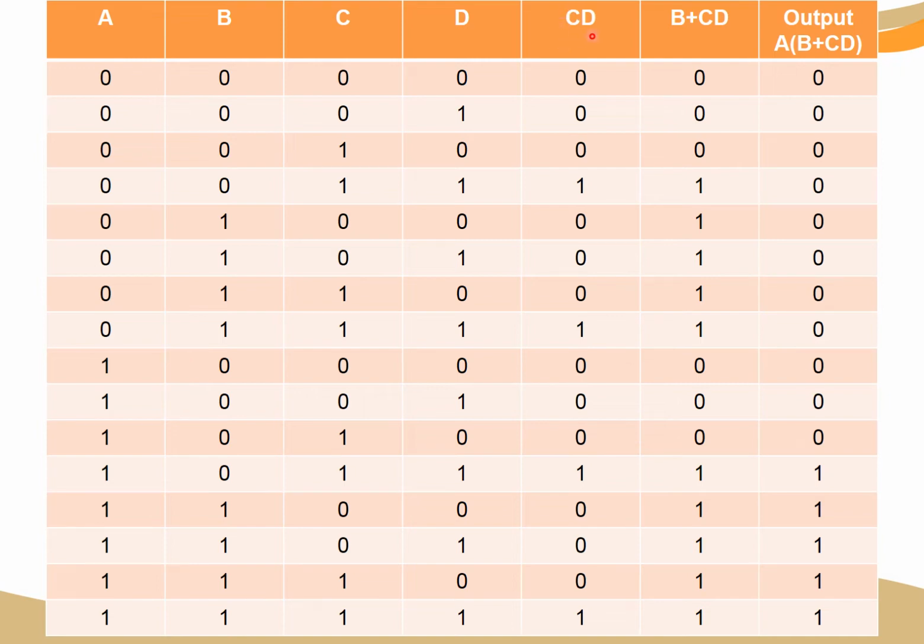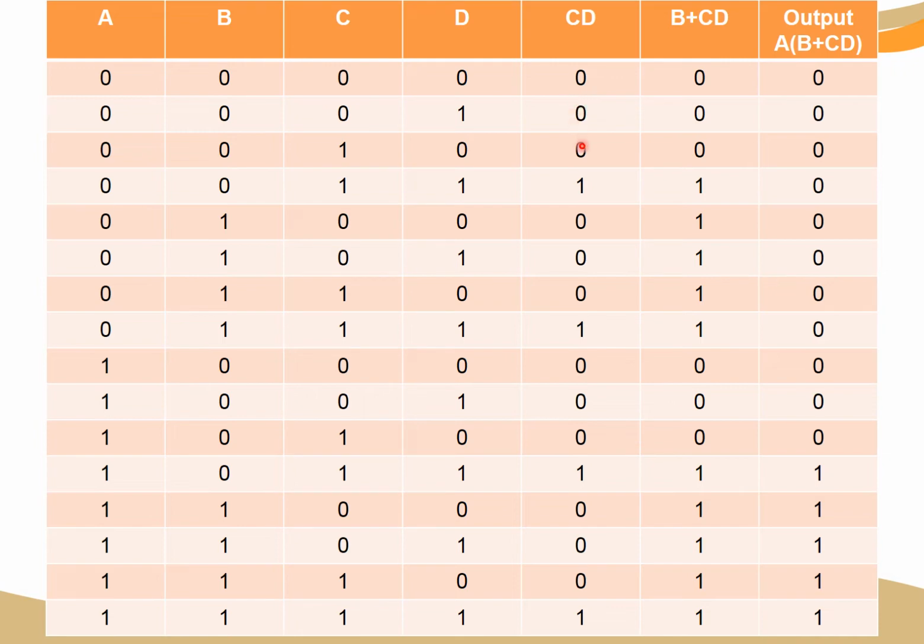So here we first start with C and D, and we do the AND operation between these two columns, and you have C and D. There's a 1, there's a 1, and there's a 1. And then the next step is the B or C and D. So we then have the B column and the C and D column. We perform an OR operation between them.